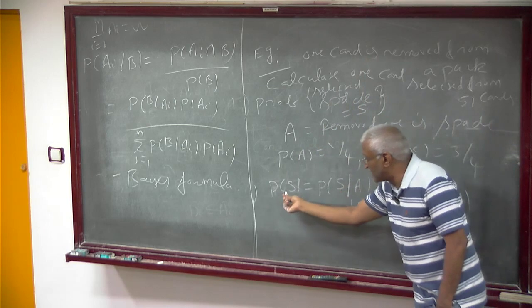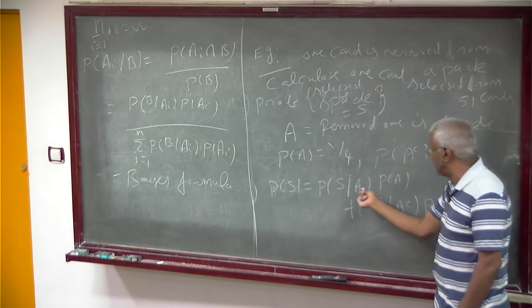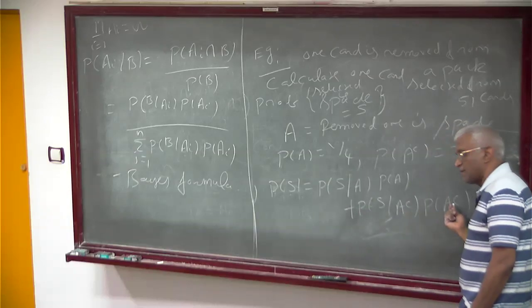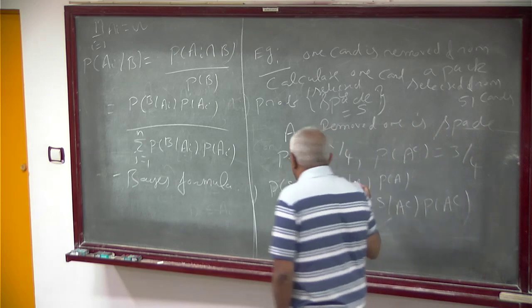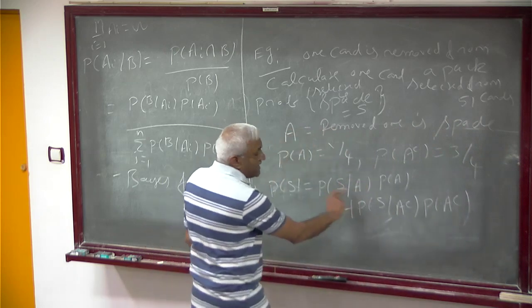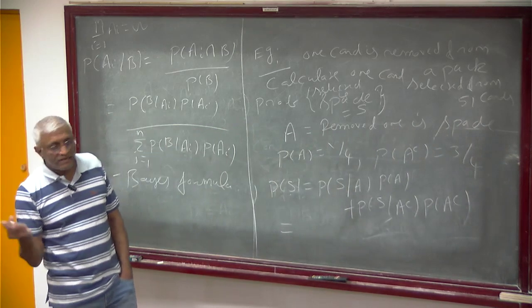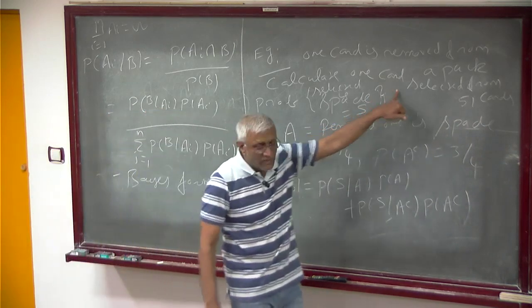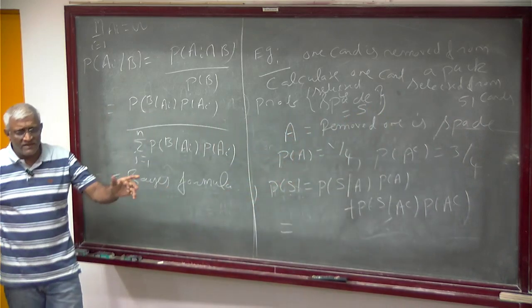So now we want to calculate P of S, which by our formula is P of S given A times P of A, plus P of S given A complement times P of A complement. We know all these quantities, and that's what I'm going to write. So P of S given A: when the selected card is a spade and the removed card is a spade, then among the remaining cards there are 13 minus 1, 12 spades, no?